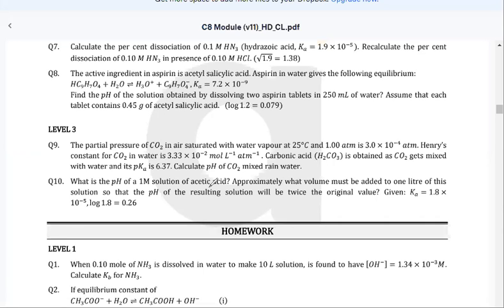Now, can you use the formula over here, which is pH is equal to half pK minus log C? Yes or no? Just tell me. Can you use the formula over here? Guys, tell me.